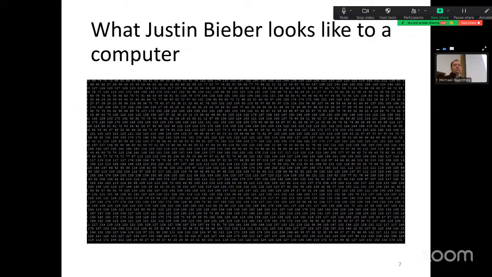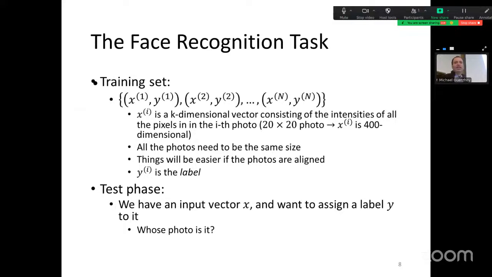So what people thought initially, in the 60s, is, well, we'll just code it up. We'll figure out, okay, this is what Justin's nose looks like, and this is what his eyes look like, and so on. And if we have enough if statements, we'll figure it out. And that really doesn't work at all. People tried for a really long time, and that really does not work at all.